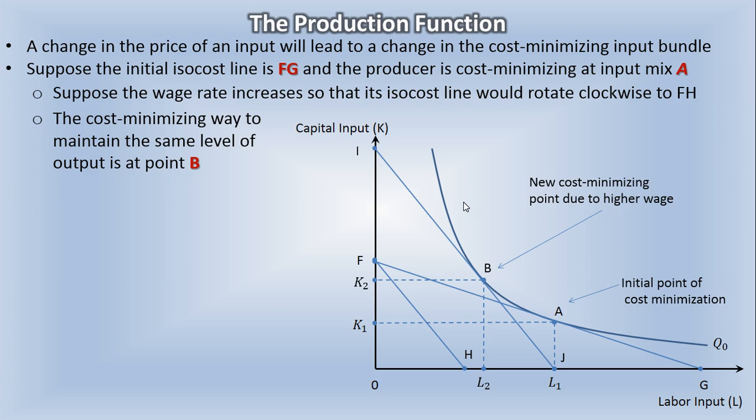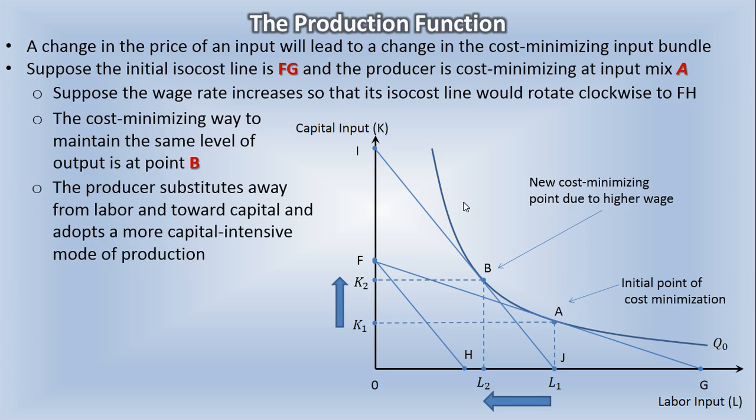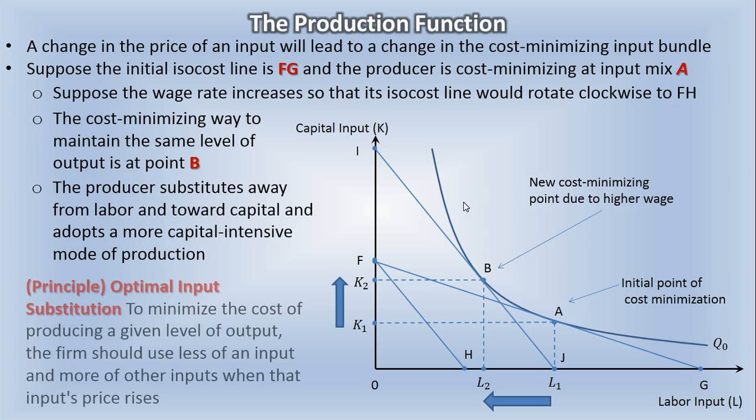They can still produce the same amount of output, but they need to use more capital versus labor because labor is now more expensive. So the producer substitutes away from labor and toward capital and adopts a more capital-intensive mode of production. Getting us to the principle of the optimal input substitution. To minimize the cost of producing a given level of output, the firm should use less of an input and more of the other inputs when that input's price rises. Kind of intuitive, but we can get that clear intuitive result from the iso-cost, iso-quant framework.